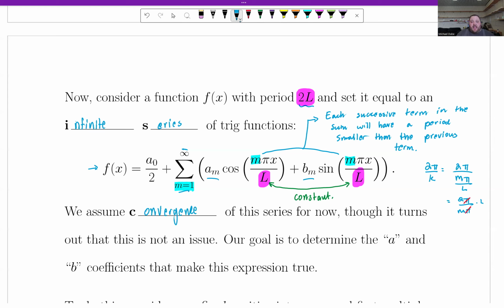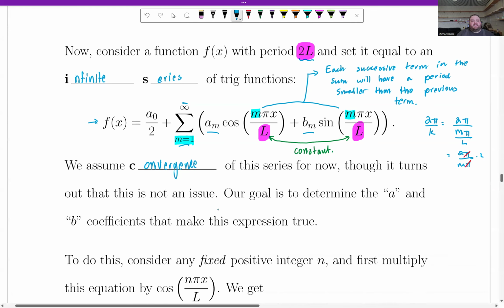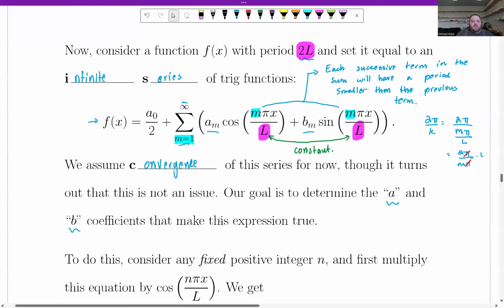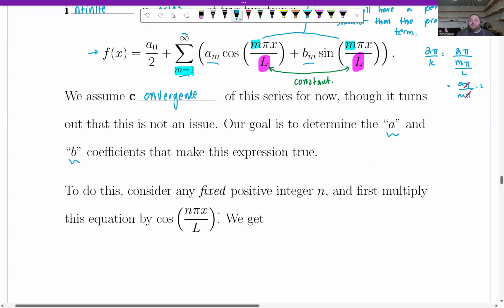We assume convergence of this series for now, though it turns out that this is not an issue. Our goal is to determine the A and B coefficients that make this expression true, okay? So as with a Taylor series, once we put it into the formula, our goal is to find the values of our coefficients that describe the particular function we're dealing with, okay? Okay, so let's figure out how we're going to do that here.